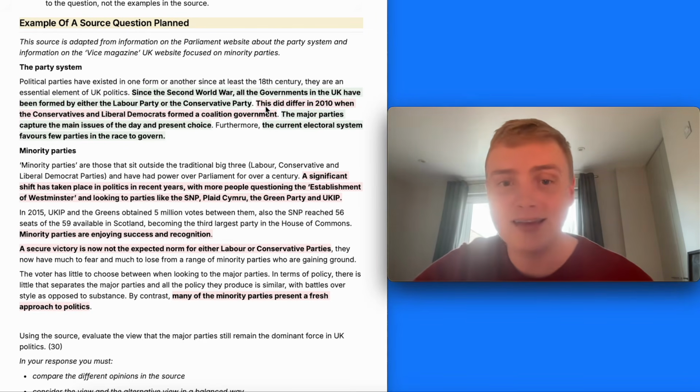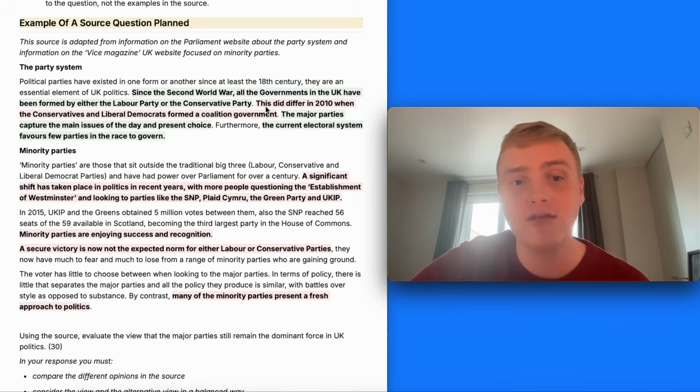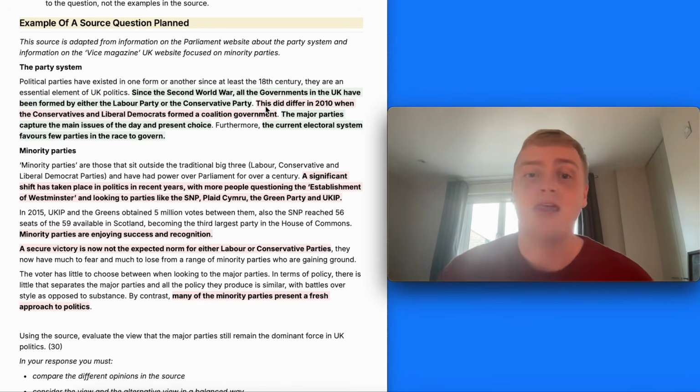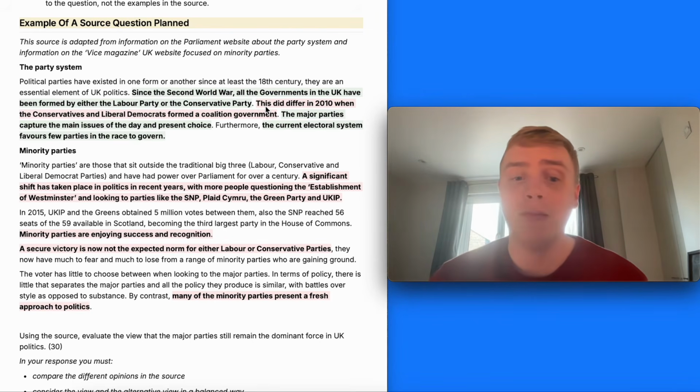The next sentence then, this did differ in 2010 when the Conservatives and Liberal Democrats formed a coalition government. That's actually an argument for the other side, so we've highlighted that in red, that actually minor parties don't remain the dominant force in UK politics. You saw the Lib Dems playing a really key role recently.